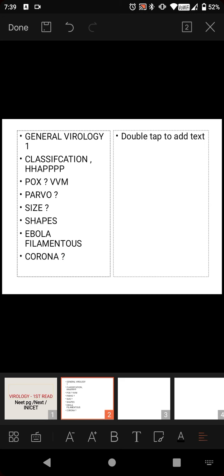Then rabies bullet, pox brick, Ebola filamentous, that is important. Then tobacco is the rod, and rotavirus is the wheel, adenovirus is the space vehicle, astrovirus is the star. Okay, so that's it for this. Then if possible, try googling the images.